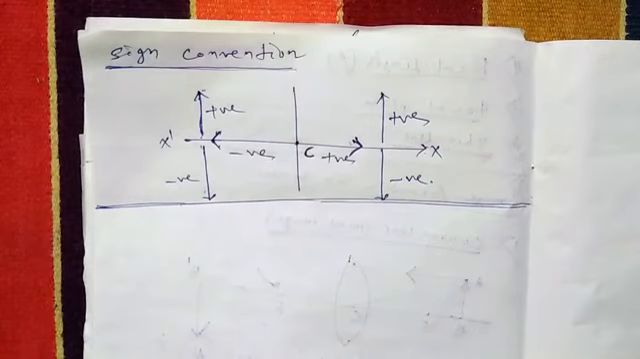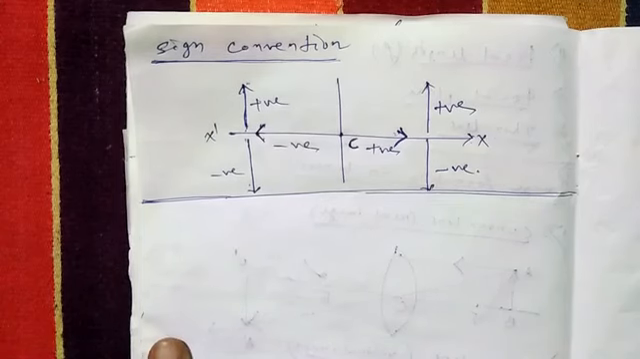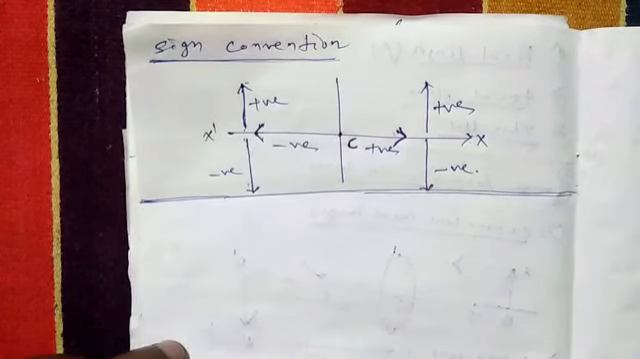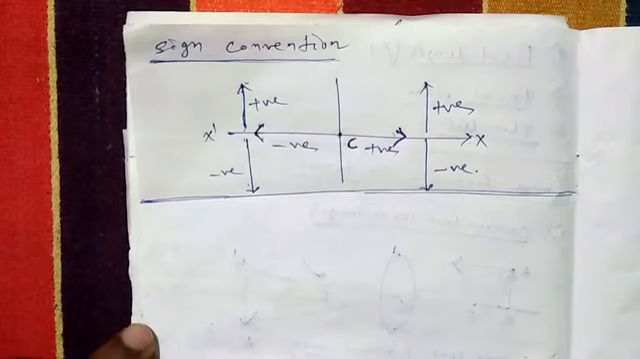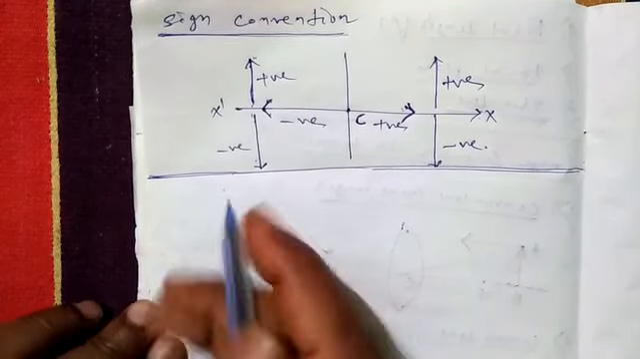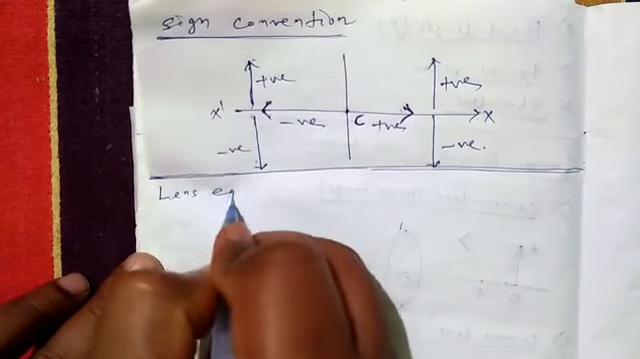Today we will discuss about lens equation. Earlier we have studied mirror equation. Mirror equation is 1 by f is equal to 1 by v plus 1 by u. So similarly today we will discuss about lens equation. Lens equation.